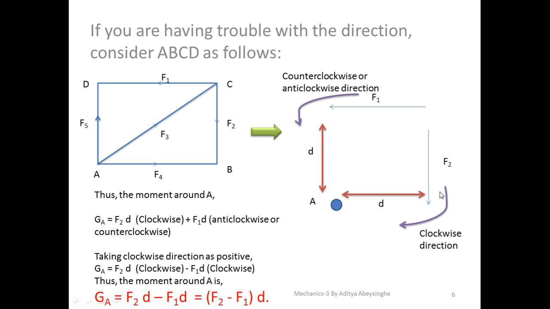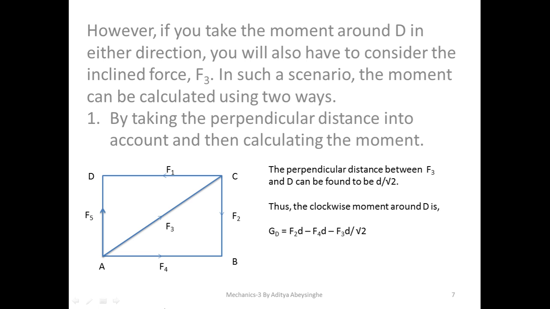Now if you take the moment around D, in either direction, you will also have to consider the inclined force. That's an interesting situation where you get inclined forces to calculate the moment. There are actually two ways of finding the moment. Don't confuse momentum with moment. There are two ways of finding moment when you have inclined forces. One way is by taking the perpendicular distance into account and then calculating the moment.